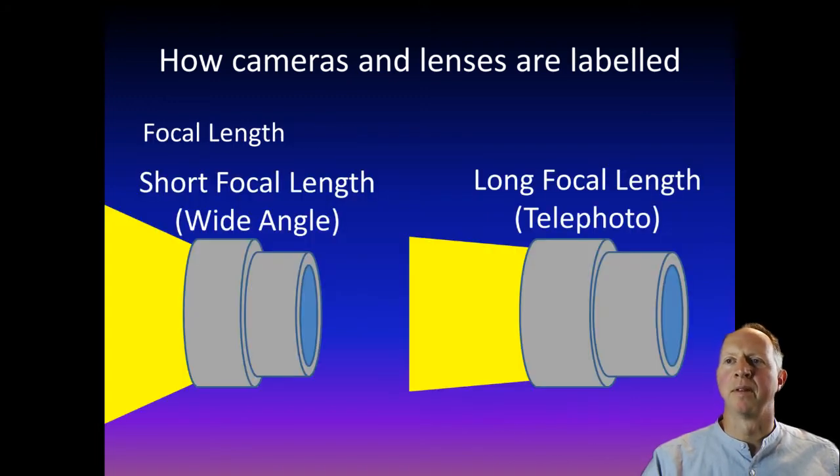Okay, the focal length of lenses. A short focal length, a small number, is a wide angle lens and looks at a wide field of view, and a long focal length or a telephoto looks at a narrow field of view.